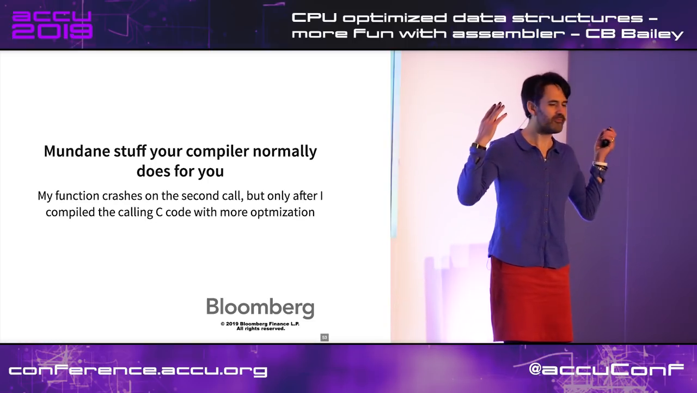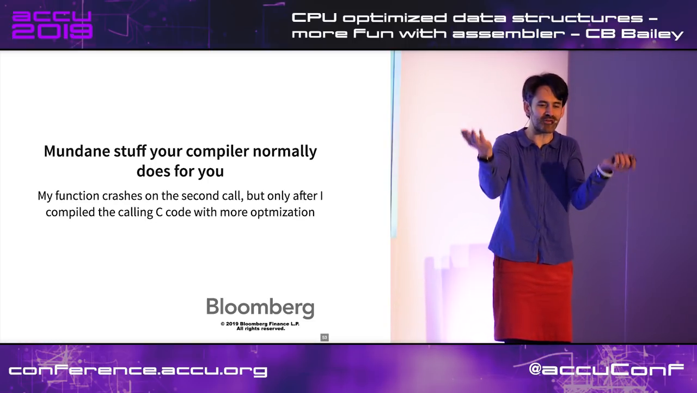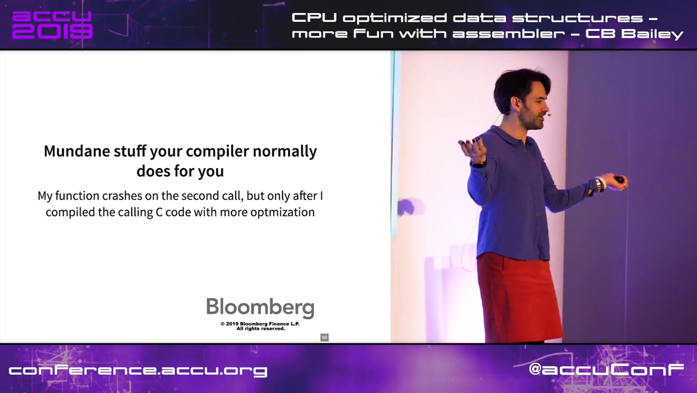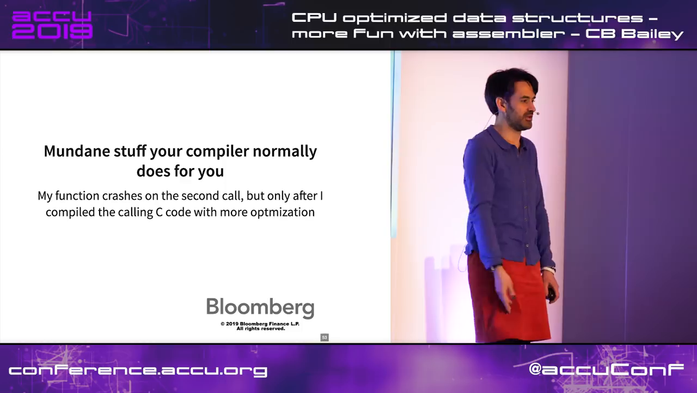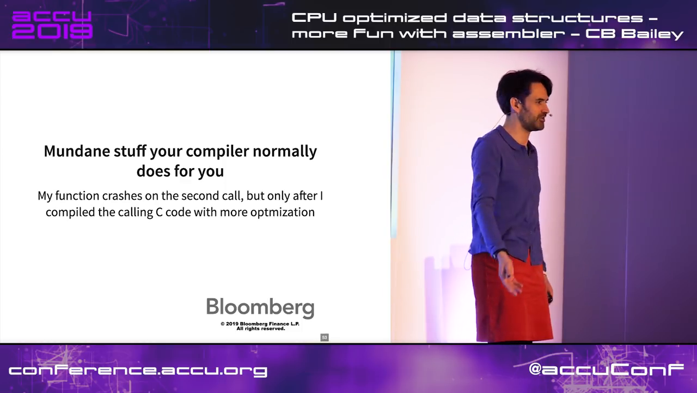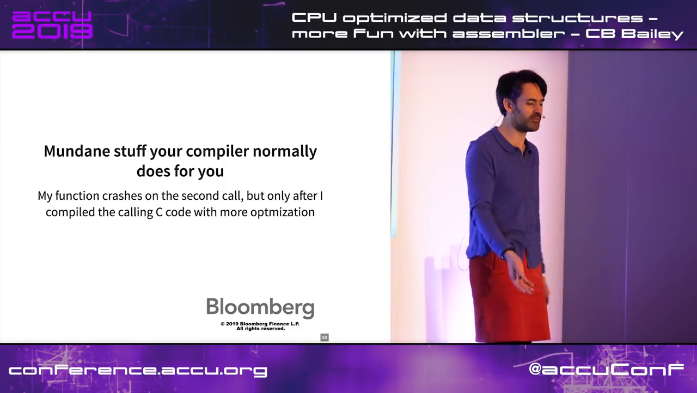So it's like, why are you sending me this pointer that's totally rubbish? All I did was combine it with optimization. It hasn't even got into the body of my function. It was giving me a 7. That's not a pointer. Even I know that's not a pointer. No wonder it's crashing.